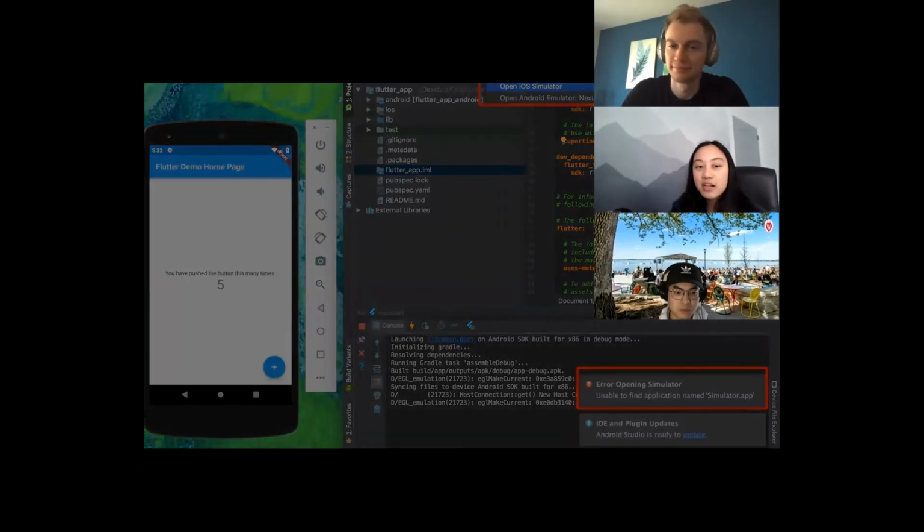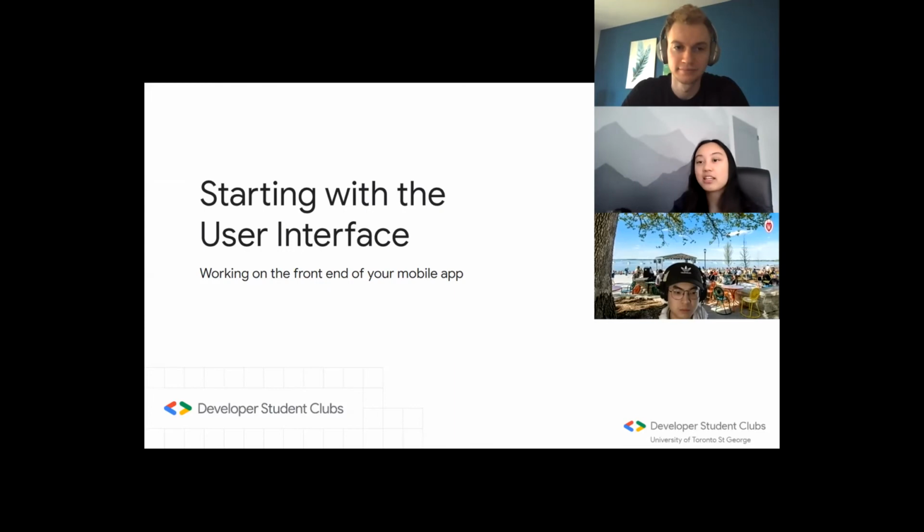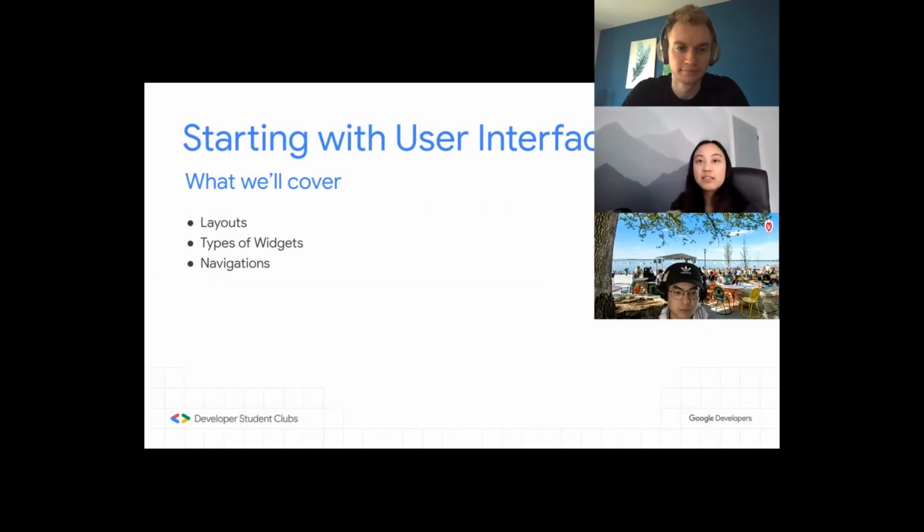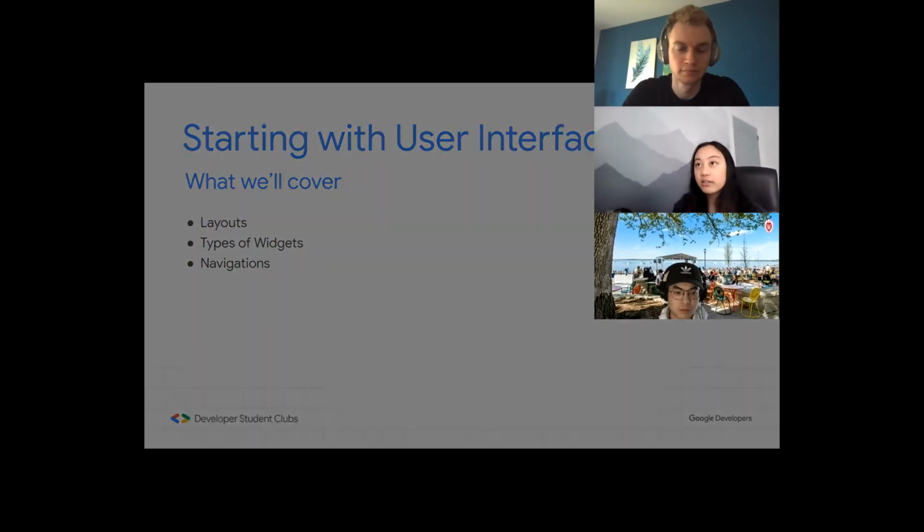So now I'm going to start talking about the user interface and working on the front end of your mobile app. The things I'll cover are layouts, then the types of widgets you'll see, and then navigation options. These three main things are probably the most used widgets you're actually going to use as well, so it's really good to know these. Once you have these basics down, it's really easy to build on top of that with extra features. So to start, layouts.